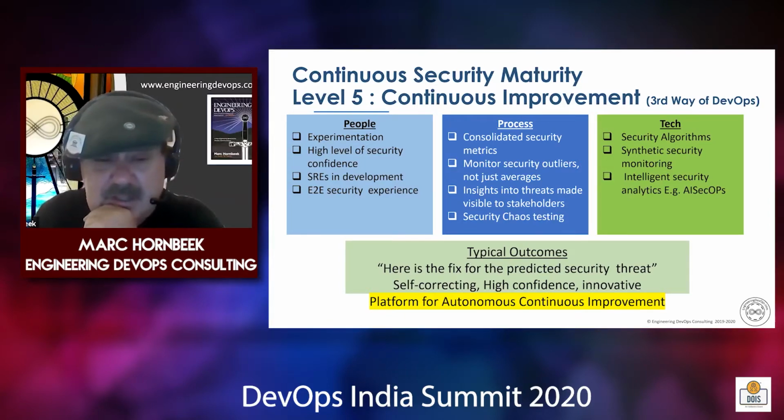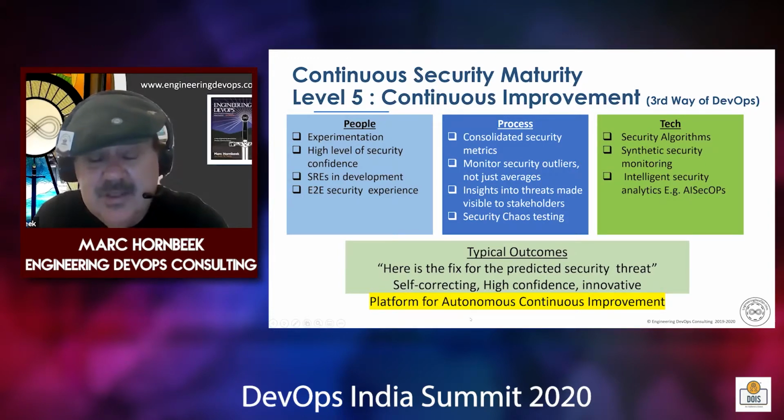Typical outcomes in this case, you're really looking ahead here. Here's a fix for the predicted security threat. You've got a self-correcting situation, very high confidence, highly innovative, and preparing basically for what I call the fourth way of DevOps, which is you can build a platform for what's not only continuous improvement but autonomous continuous improvement, where the system starts improving itself.